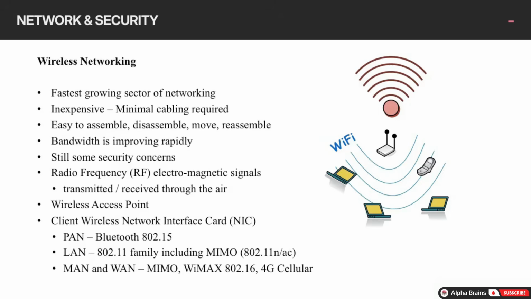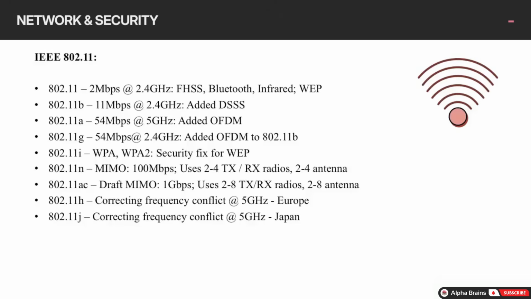As 4G cellular evolves, we'll be utilizing that 4G cellular network for metropolitan area networks and wide area network communications. Now, this is the IEEE 802.11 series of specifications. These are the primary ones. There are others, but these are the primary ones that we need to be familiar with for wireless networking.